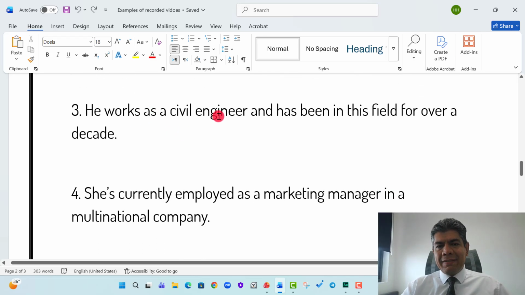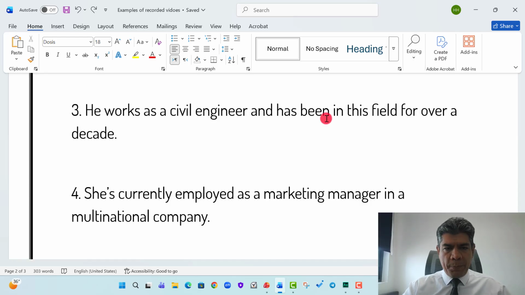He works as a civil engineer and has been in this field for over a decade. So take a good look. Now we're talking about someone's occupation, someone's career. By using the word as, he works as, this is a perfect structure. I work as an IELTS teacher. My brother also works as an IELTS teacher. And has been in this field is present perfect grammar, which gives you the chance to get a better score in terms of grammatical range.